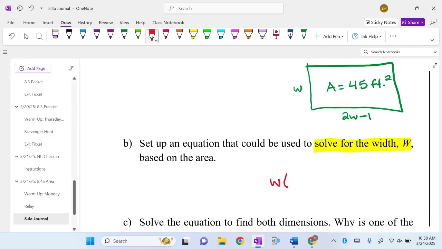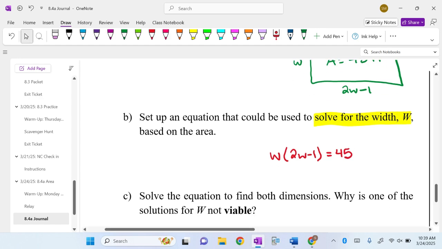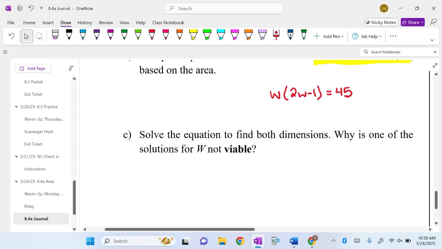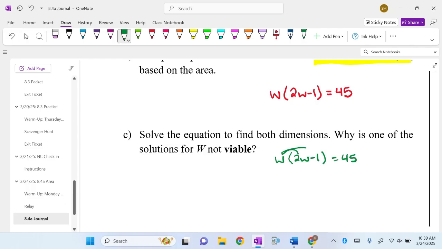Right. We do W times 2W minus 1, and it'd be equal to what? 45. So that's our equation. Now we're going to solve it. So how would we solve that equation? What's the first step? Distribute. So I'm going to distribute it. So I get 2W squared minus W equals 45.